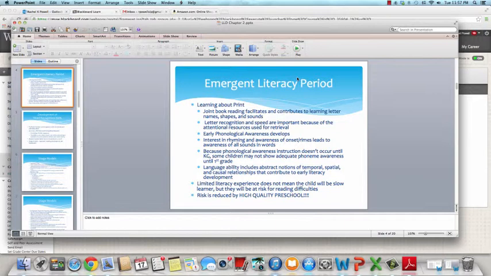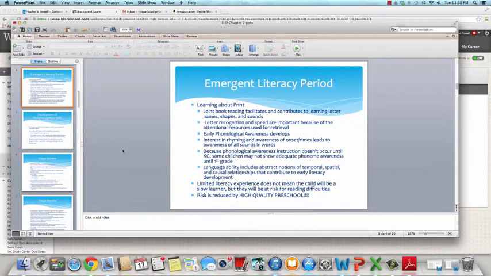Then moving on, language ability includes abstract notions of temporal, spatial, and causal relationships that contribute to early literacy development. So essentially, you can't put aside all the language components that are playing into the learning about print in the emergent literacy period. But we do know that limited literacy experience does not mean that the child will be a slow learner. But they will be at risk for reading difficulties. Again, that's going into those children from culturally deprived or diverse backgrounds. So the risk is reduced.